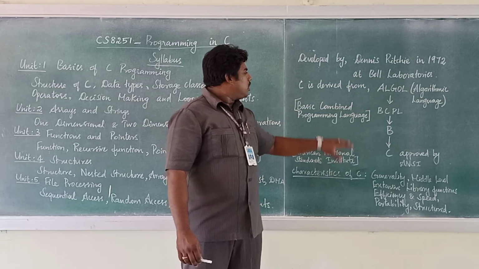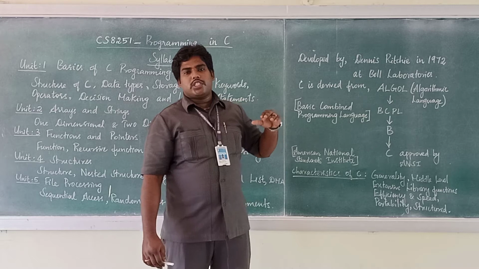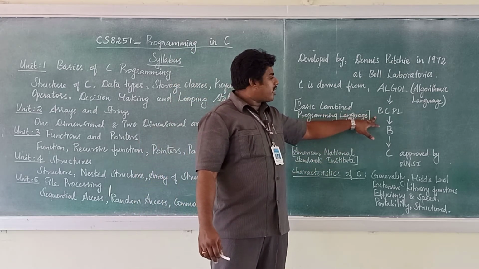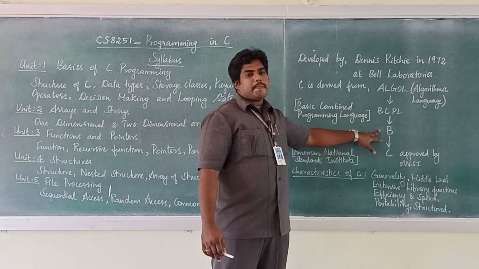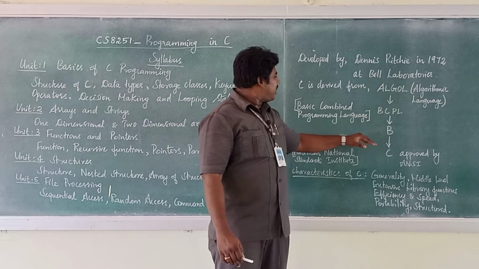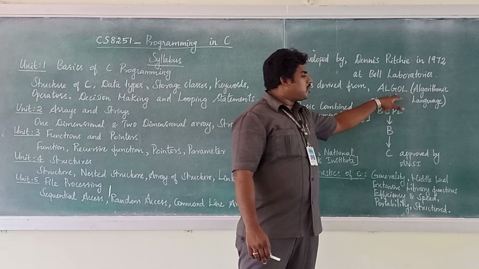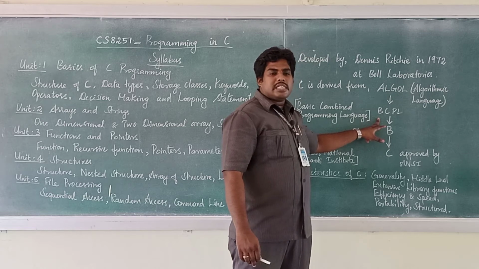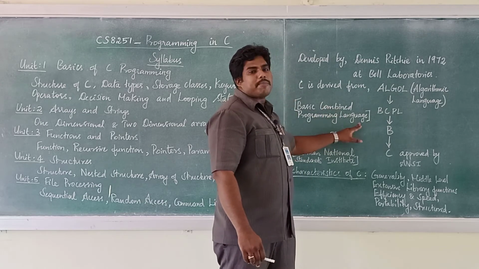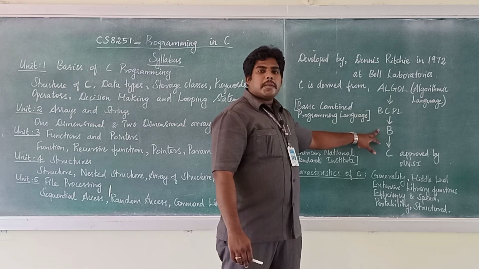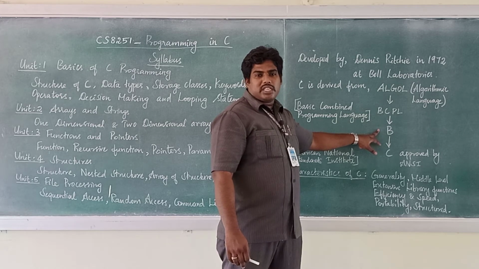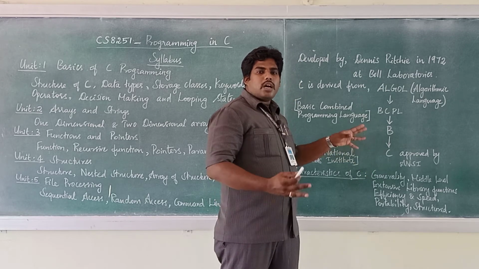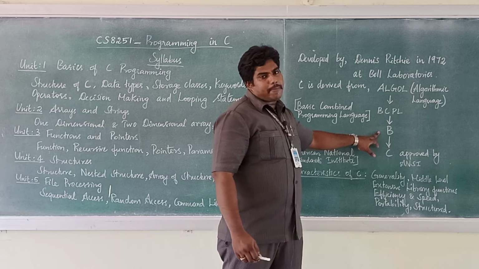Okay, and C is not a new language. It is derived from BCPL and B languages. Actually, this is the hierarchy. At first, the algorithmic language was there, called ALGOL. Then from that, BCPL was derived, that is Basic Combined Programming Language. Then from that, the B programming language was derived. So C programming was derived from, or is a combination of, BCPL and B.